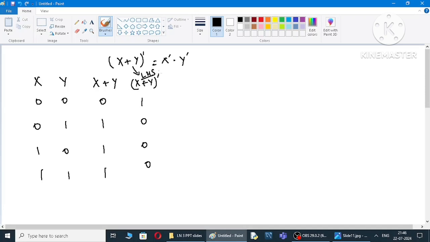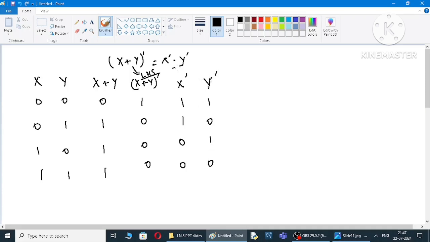LHS is now ready. Now let's move on to RHS. X bar dot y bar. So first you have to find x bar. X is here. What is x complement? The opposite. So 0 0 1 1 means you will get 1 1 0 0 as the complement. Then what is y complement? 0, 1, 0, 1 is y. So 1, 0, 1, 0, the opposite, will be y dash.